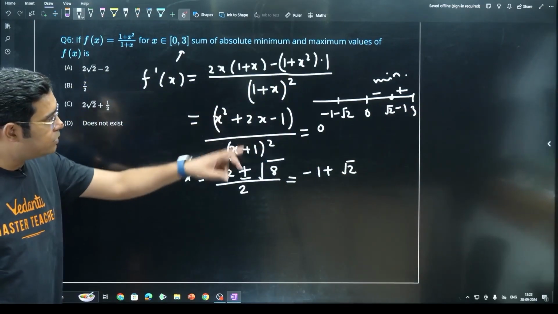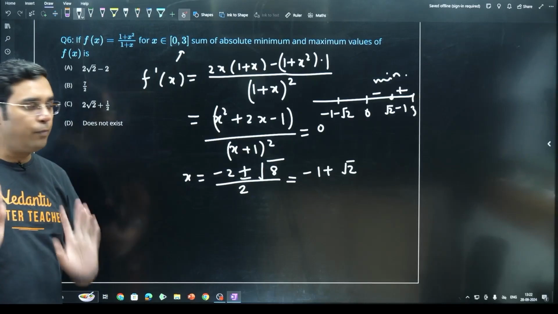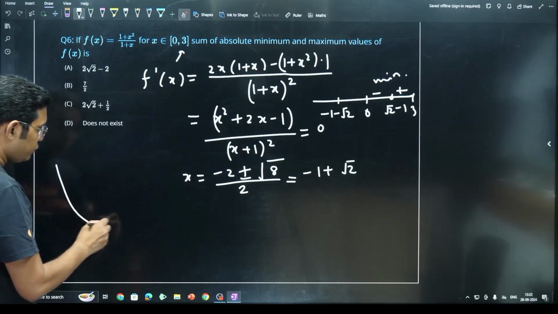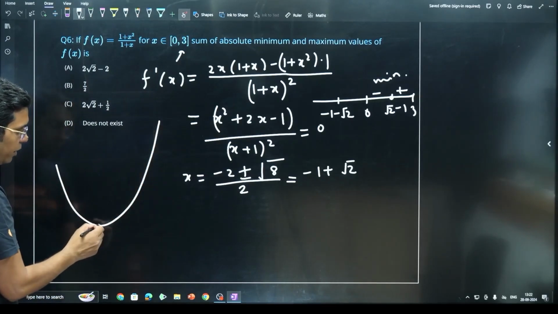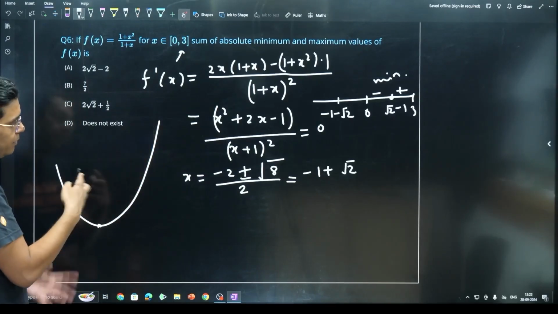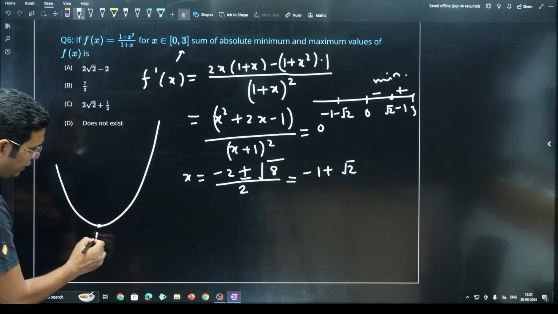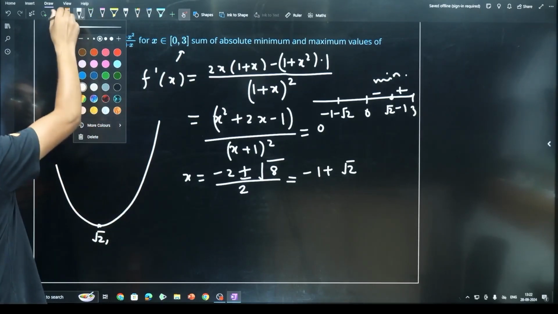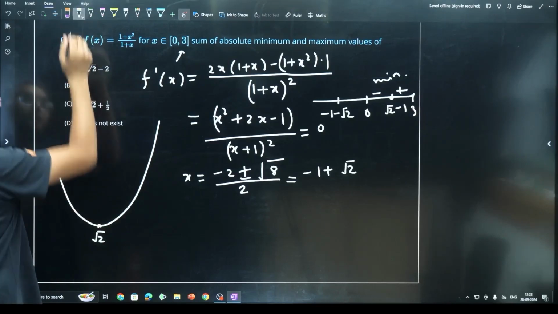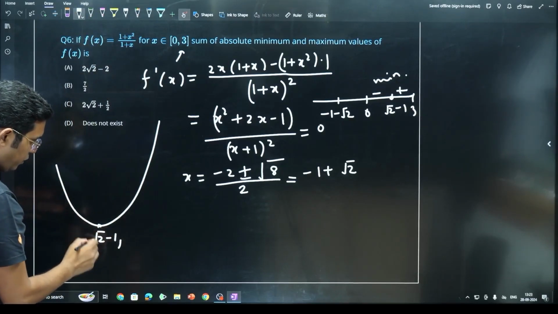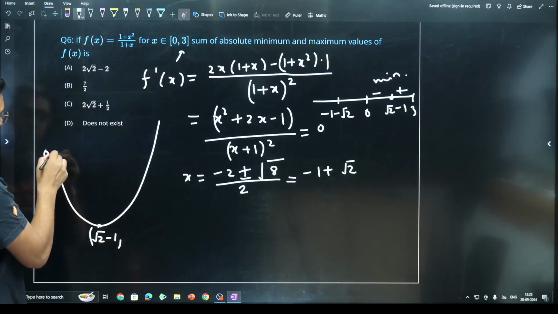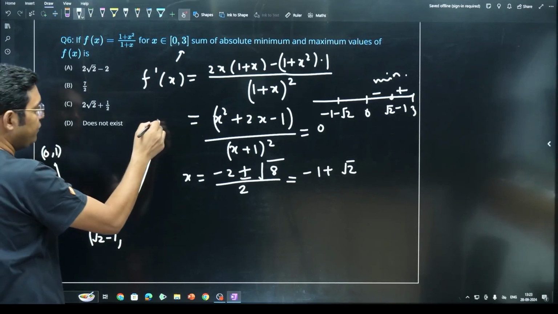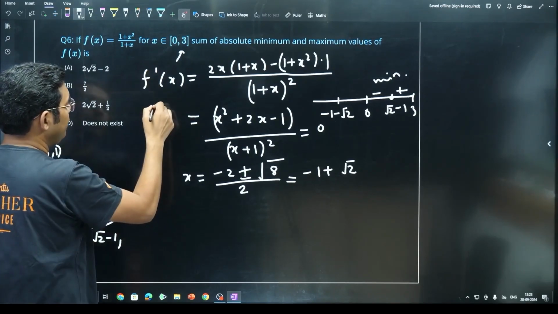That means at this root 2 minus 1, we will get one point of minima. So this graph should look like this only. It may not be exactly a parabola, but it will be something like this, where the minimum will occur at root 2 minus 1. And at 0 the value will be 1 here, at 3 if you put it, it will be 5 by 2 here.